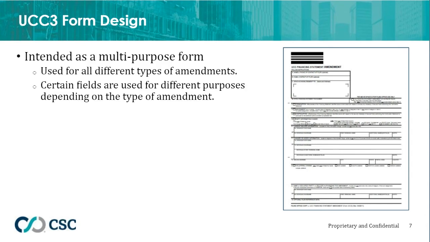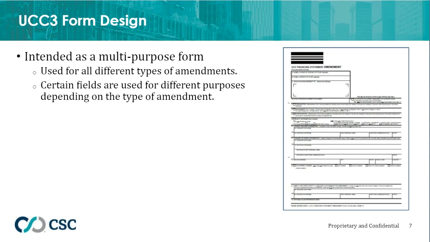First of all, it's intended to be a multi-purpose form. It's used for all different types of amendments, and because of that, certain fields are used for different purposes. For example, field 7 might be used to provide new information for a new debtor, but it might also be used for providing assignee information, things like that. The collateral field might be used to add collateral, but it also might be used to indicate a partial assignment.